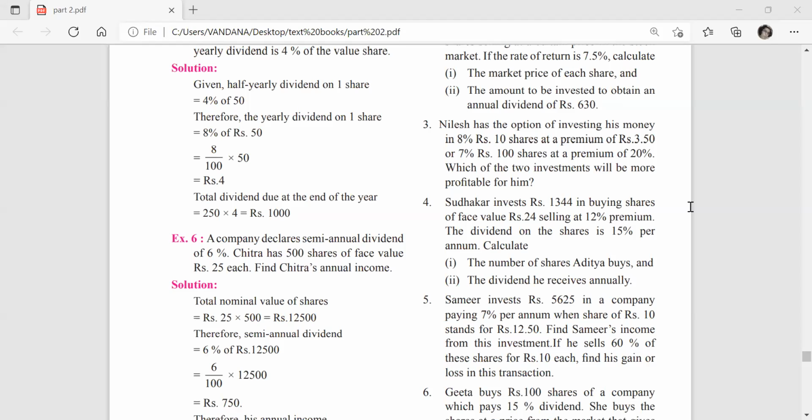Sum number 3. Nilesh has the option of investing his money in 8% rupees 10 share at a premium of 3.50 or 7% rupees 100 share at a premium of 20%. Which of the following two investments will be more profitable for him?